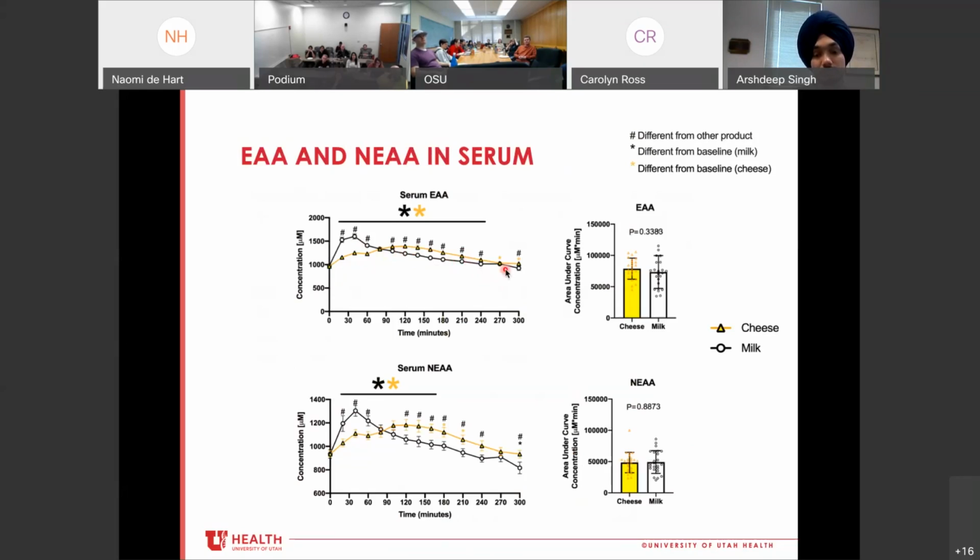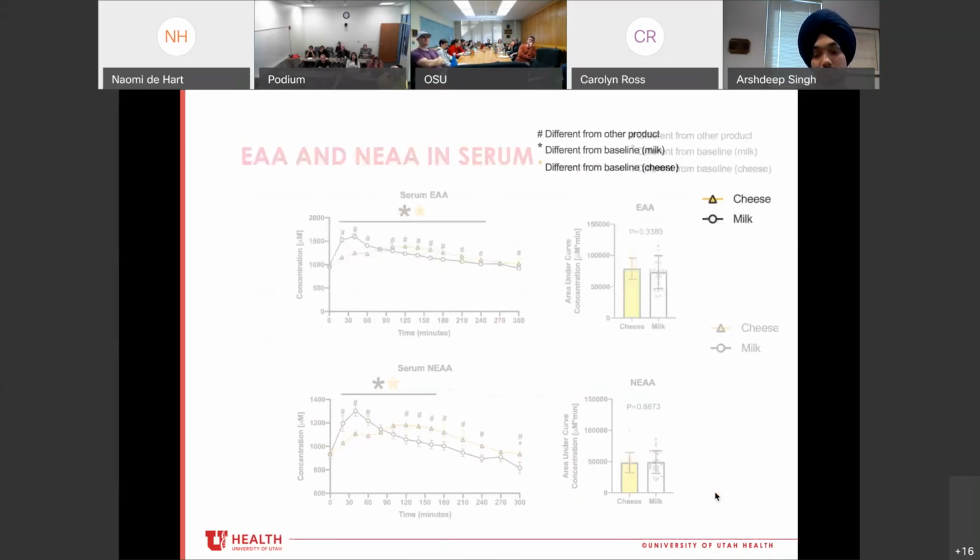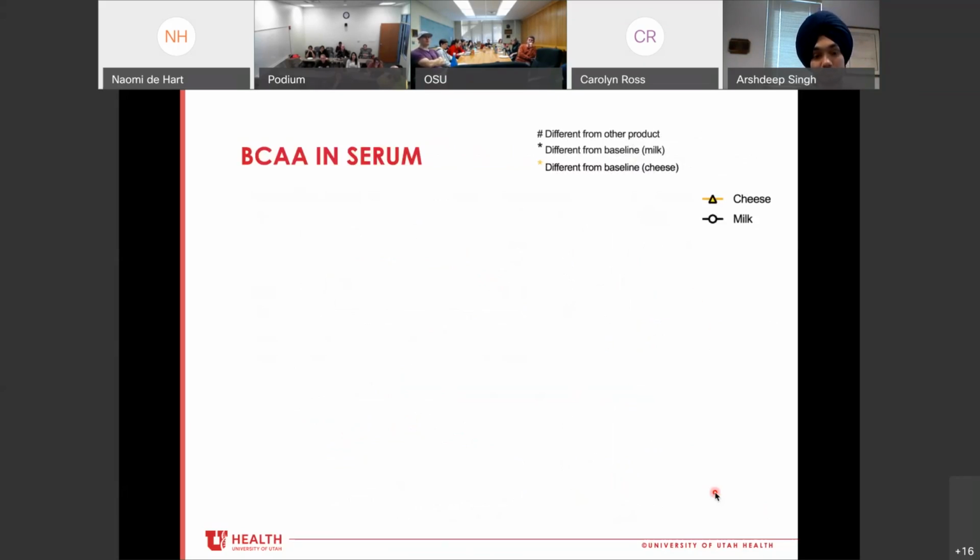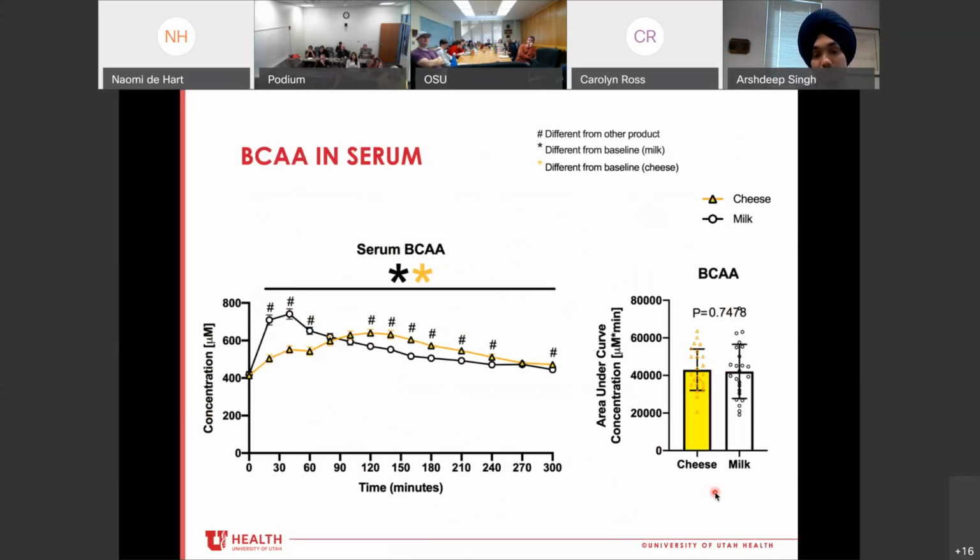And then on the right side, you can see the area under the curve, which shows that there is not a difference between the two products when you look at amino acid levels in the serum. And same goes for the non-essential amino acids. And as I mentioned, the main drivers for protein synthesis are the branch chain amino acids. So here they are. And just like the essential and the non-essential amino acids, milk shows up a little earlier than cheese, but comes down quicker.